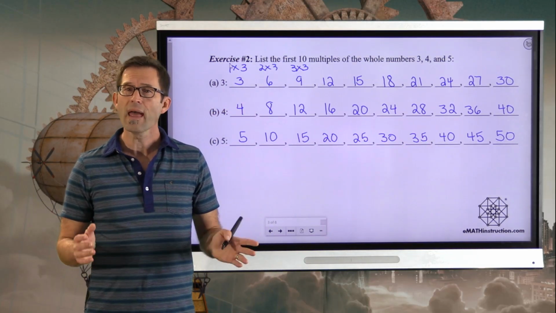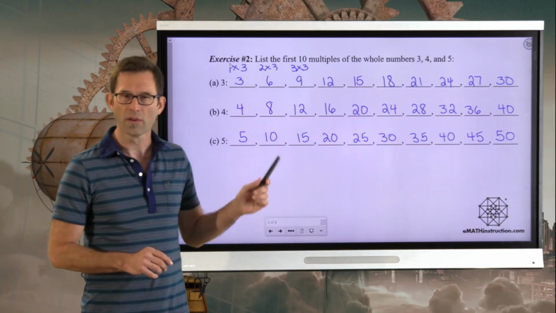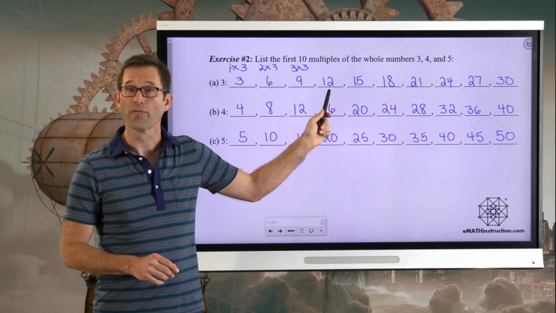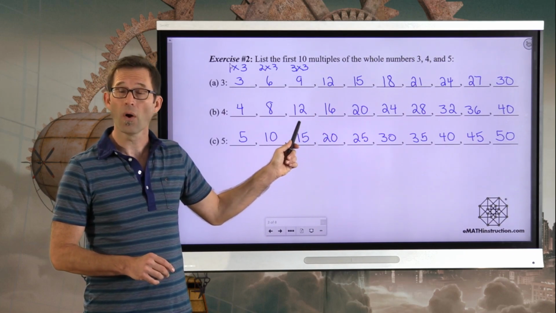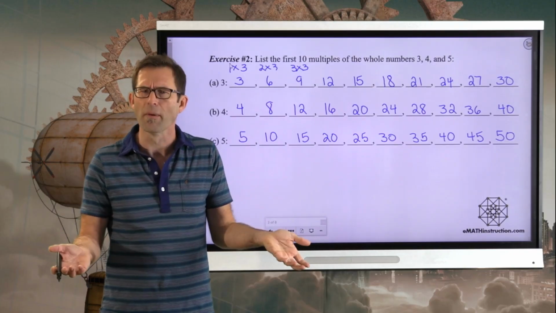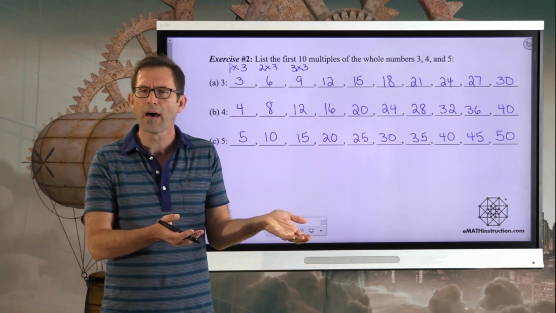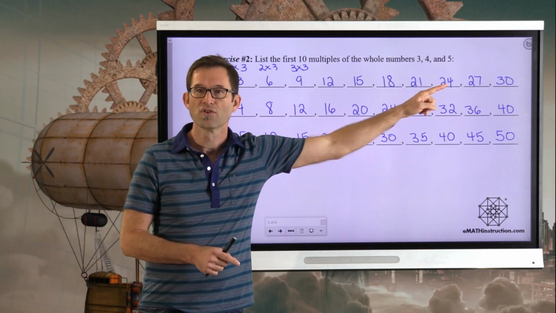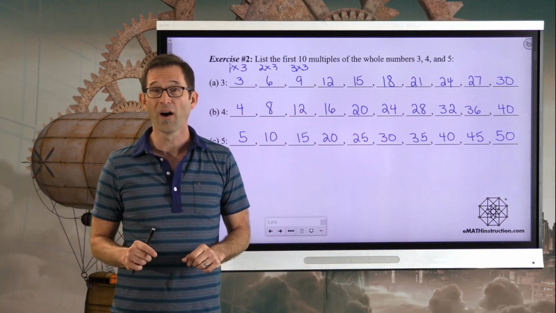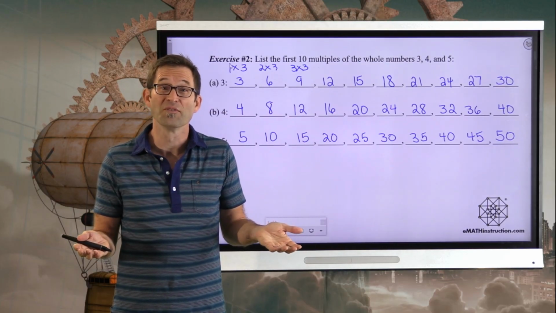Now, what you might notice if you look at this closely is that 12 is a multiple of 3, and 12 is also a multiple of 4. That is something they have in common. They also have 24 in common as a multiple. So let's now talk about common multiples.